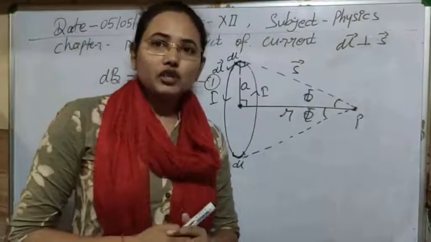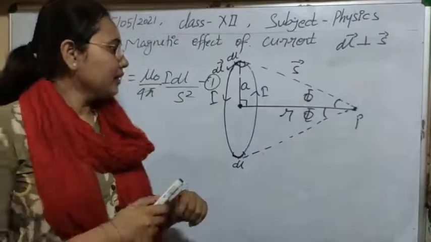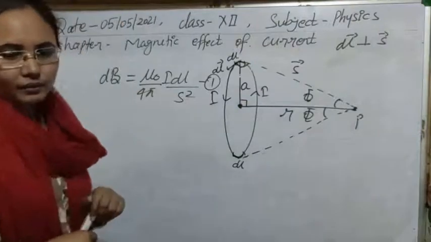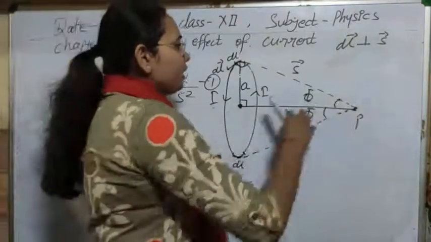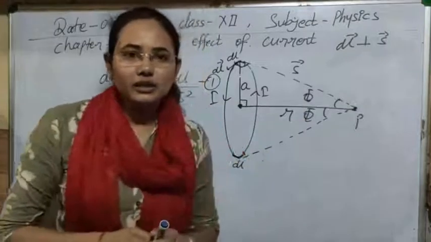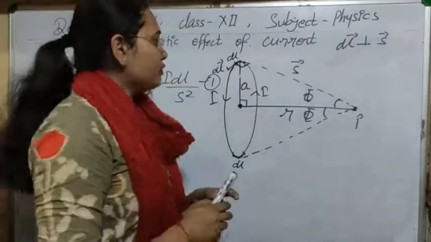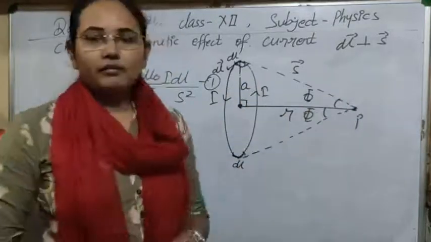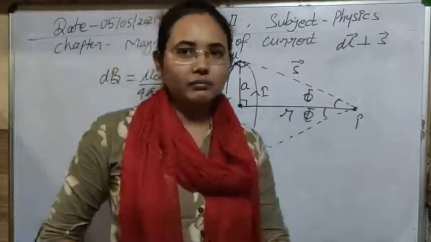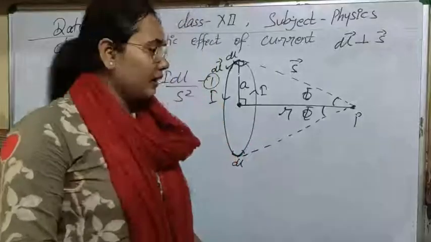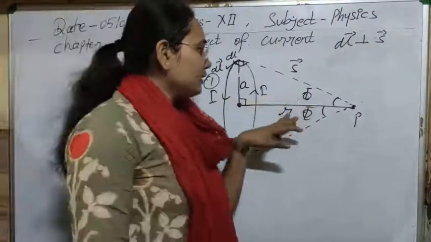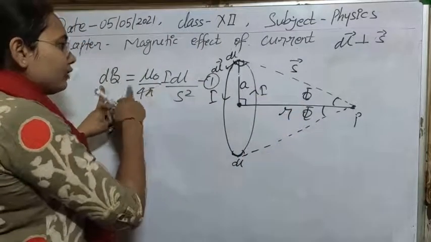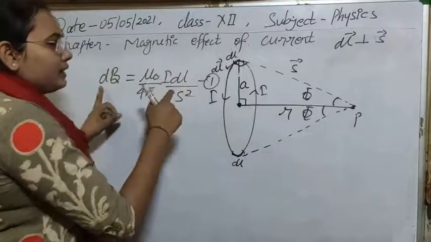First let's see in which direction the magnetic field will be here. To find the direction of the magnetic field in this case, we have to use the thumb rule, and by using that rule you will see that the magnetic field is perpendicular to the position vector r. Sorry, it is not perpendicular to r, it should be perpendicular to s. From here you can see that obviously dB is equal to this one and theta is 90 degrees here.